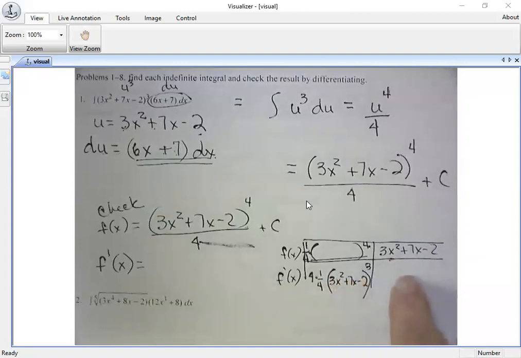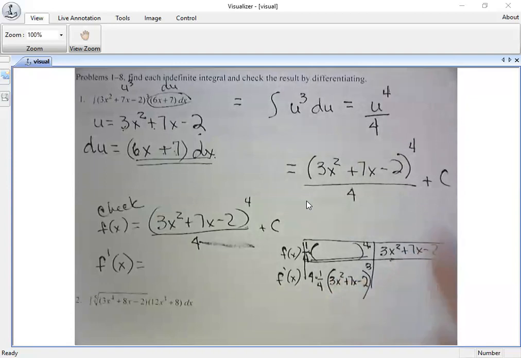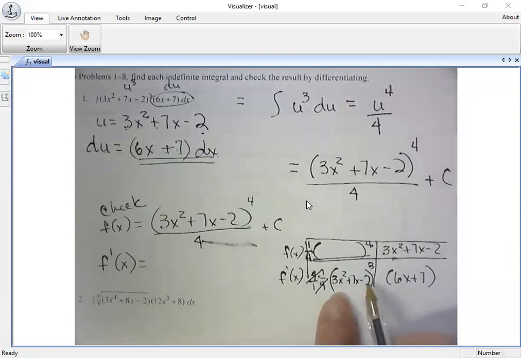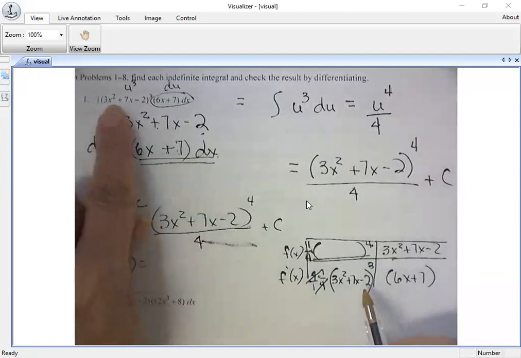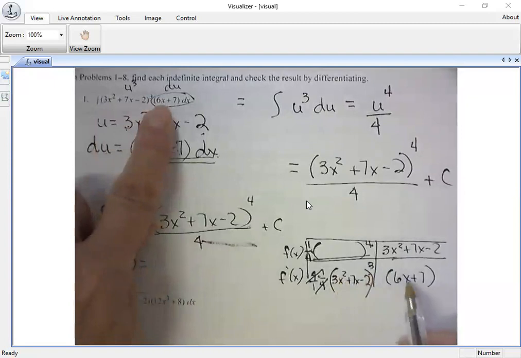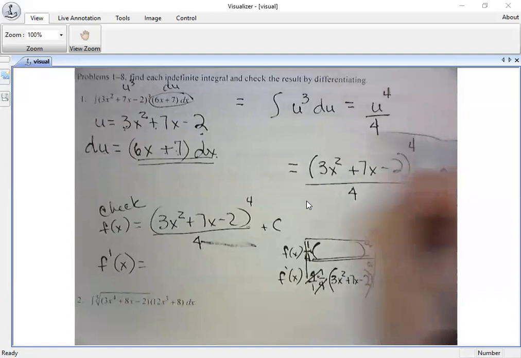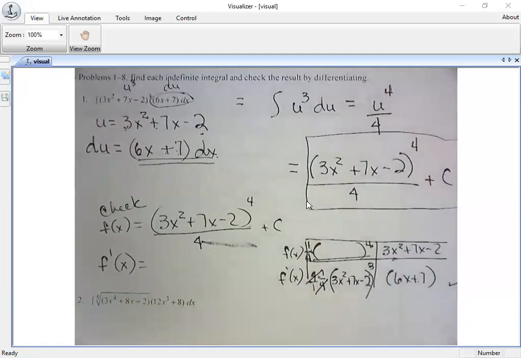But over here, I have to differentiate what was in the parentheses. How do you differentiate 3x squared? Look at this. The 4 over 1 times 1 over 4, those cancel, don't they? And am I left with what I started with? 3x squared plus 7x minus 2 to the third power times 6x plus 7. It checks. This is how you would integrate that.